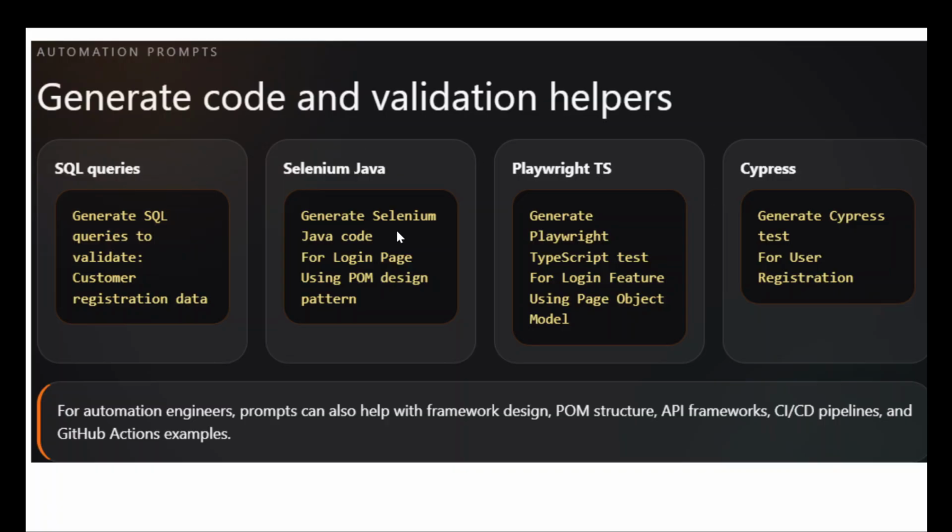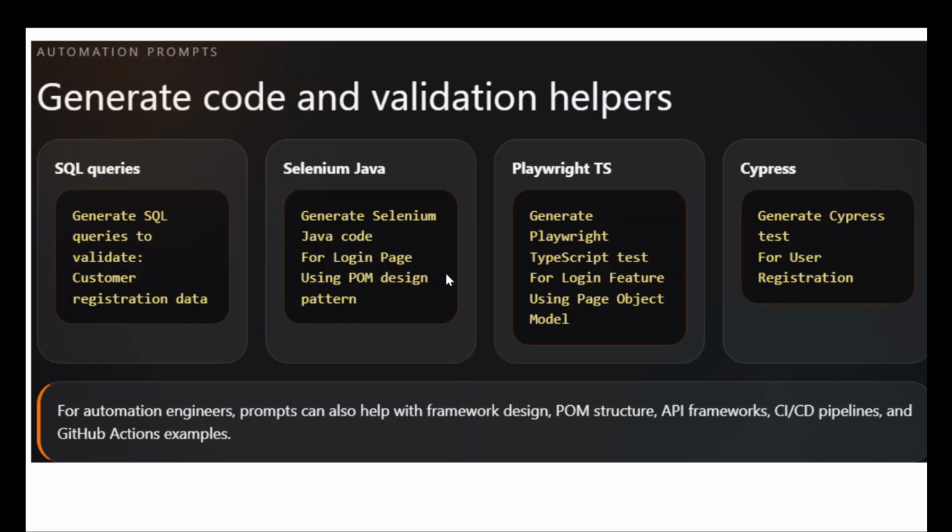Whenever it comes to automation and coding, AI can also be used. We can generate different types of SQL queries by using AI, by using prompts. We can simply generate SQL queries to validate customer registration data, or any type of example we can use.